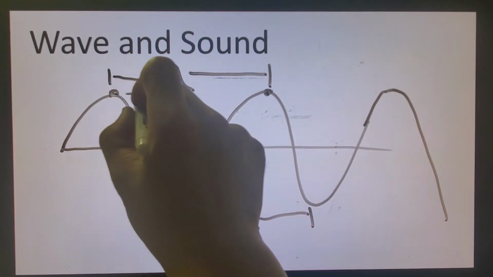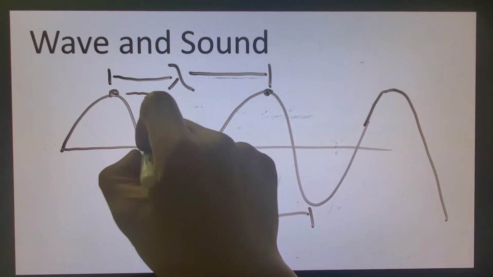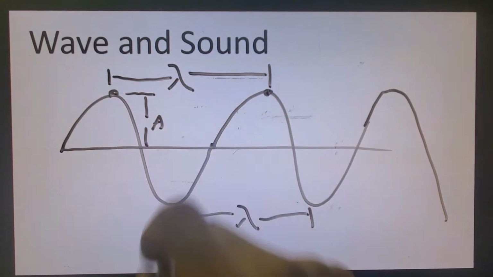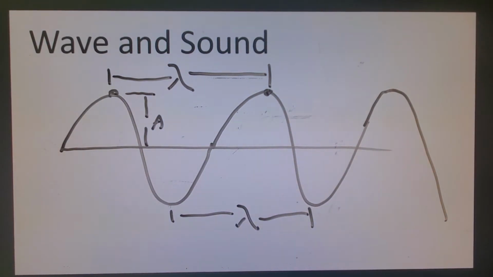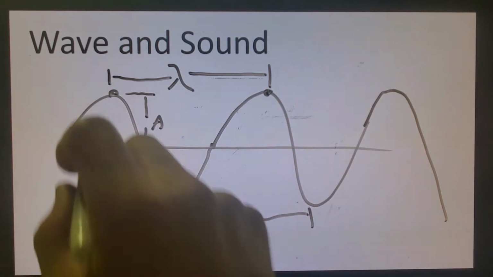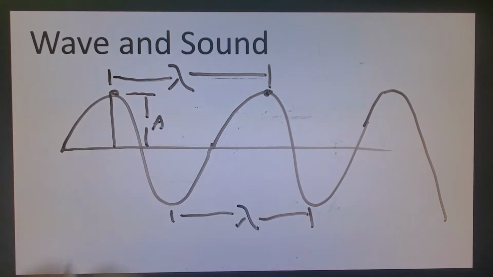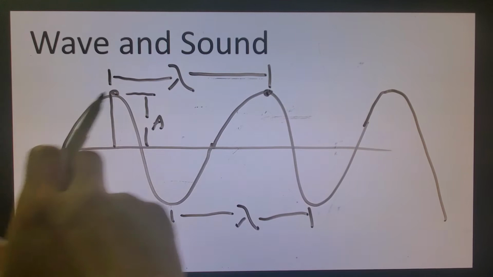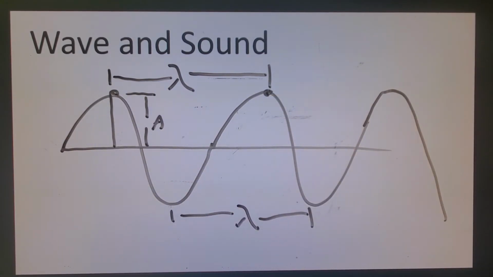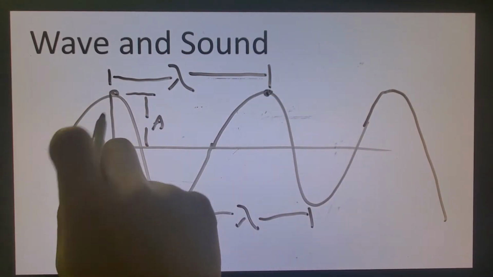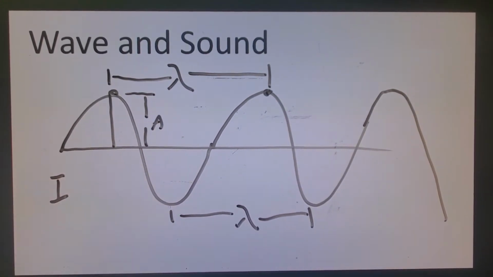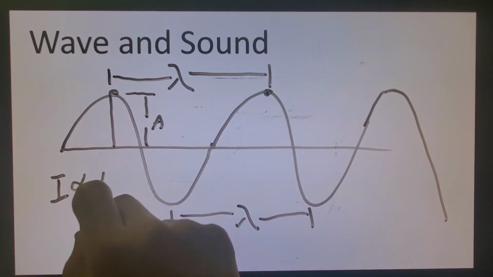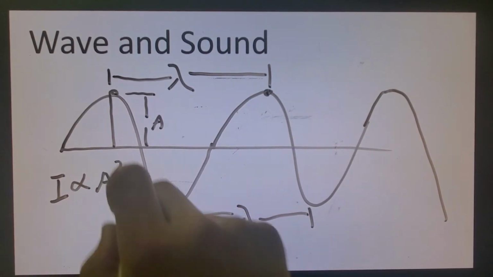Over here, this one is called amplitude. You can use the letter A to represent amplitude. How do I know which wave has more energy? The energy, or the intensity, of this wave will be proportional to amplitude square. So intensity of the wave is proportional to amplitude square.